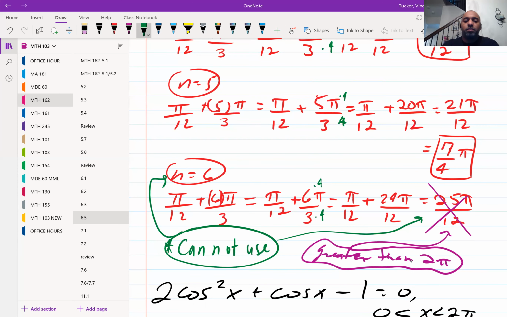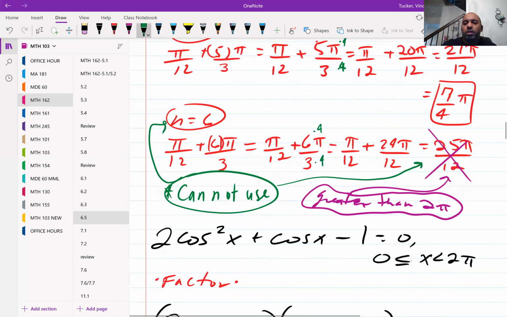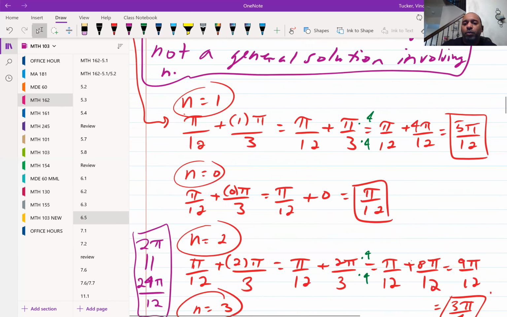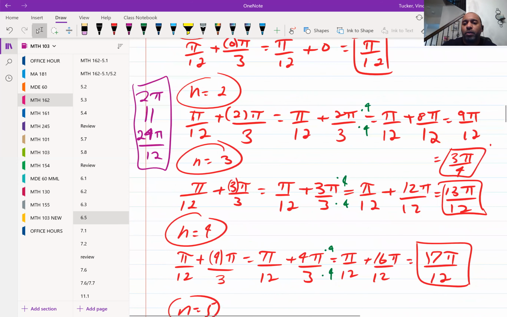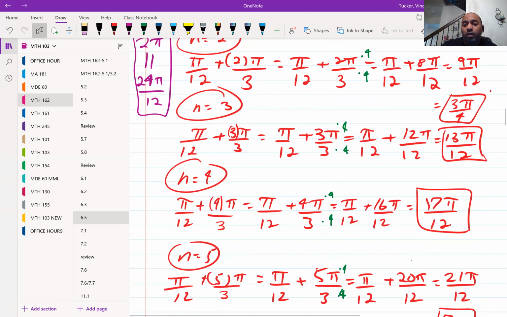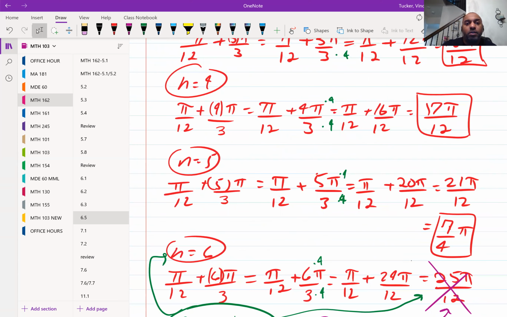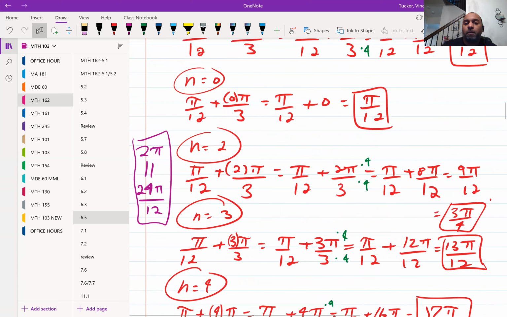All right. And so that's where we'll stop. Those will be our answers. We have pi over 12, 5 pi over 12, 3 pi over 4, 13 pi over 12, 17 pi over 12, and 7 pi over 4 would be our 6 answers. All right.